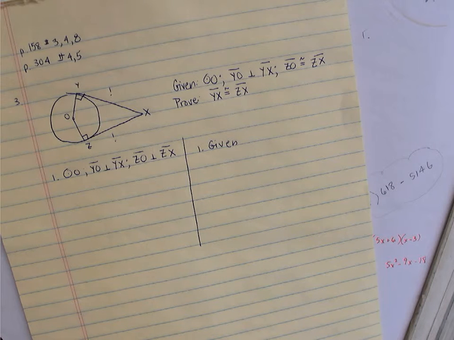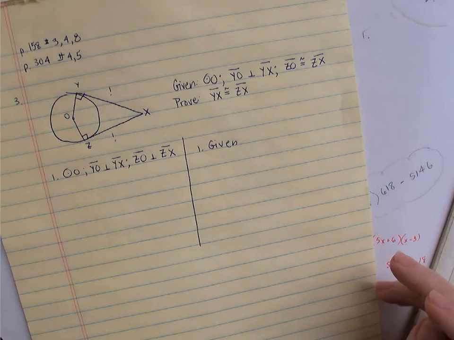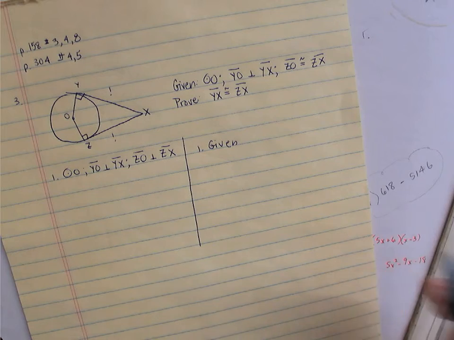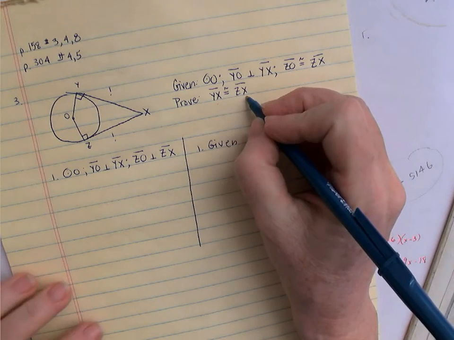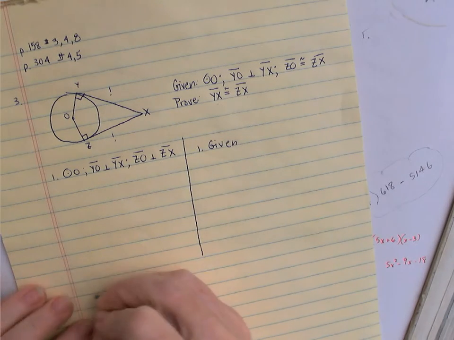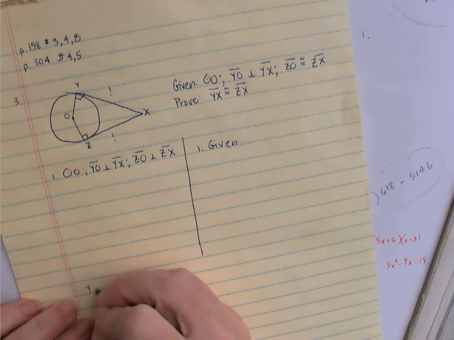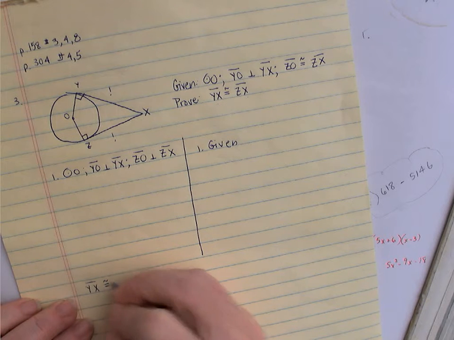For question number 3, page 158, I've set this up. We have the given, we have the proof. We know we need to prove that YX is congruent to ZX, so I'm going to put this down here. I'll give myself lots of room. So we need to show YX is congruent to ZX.